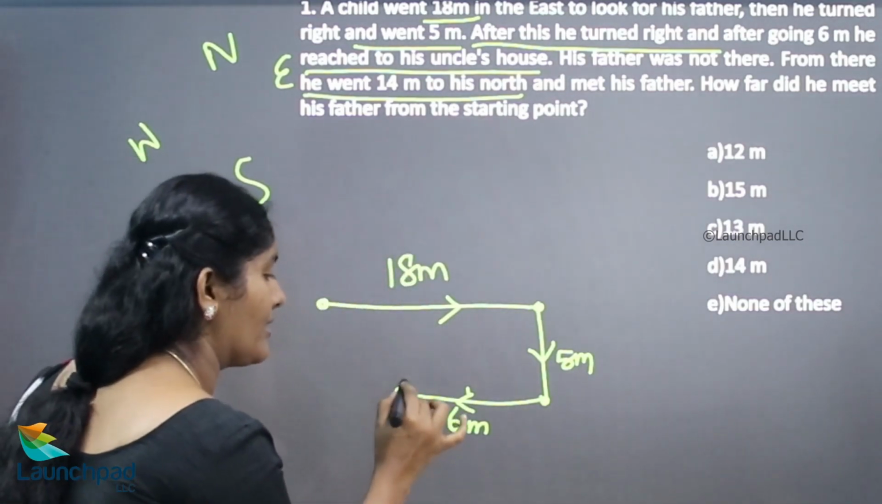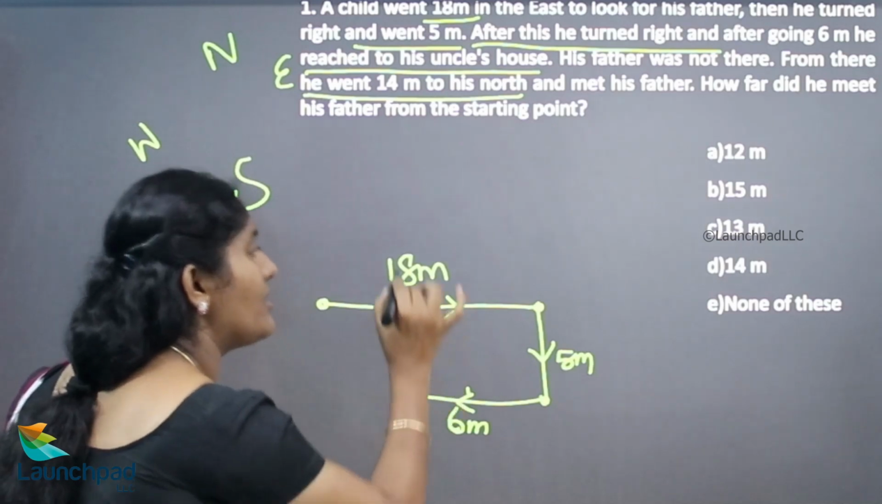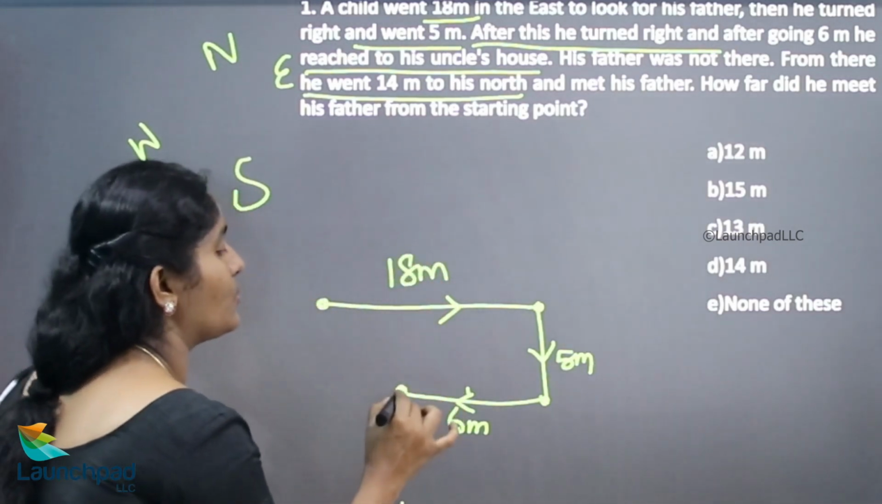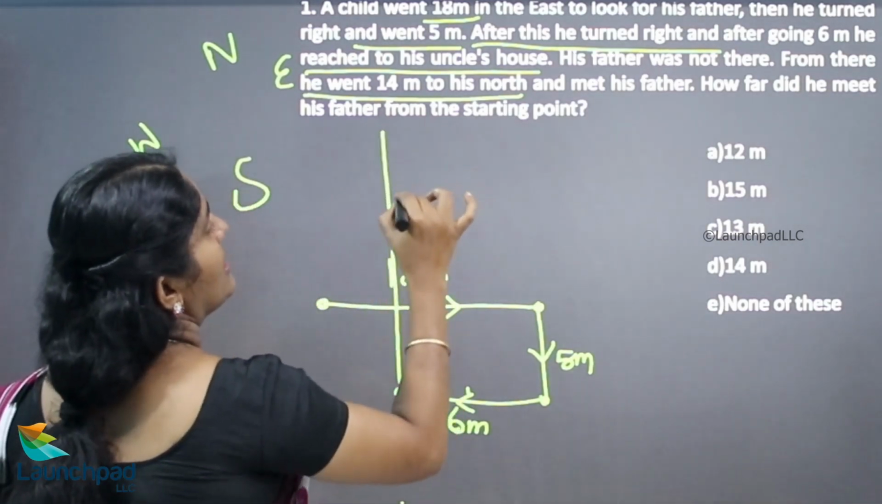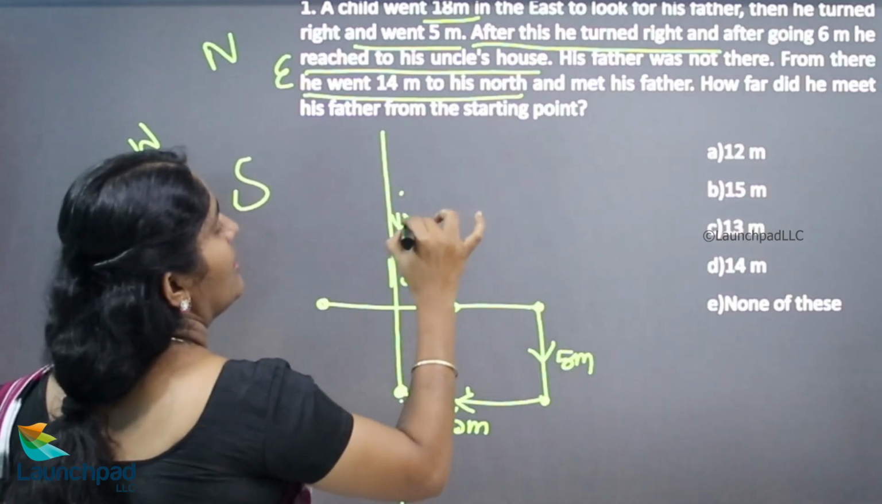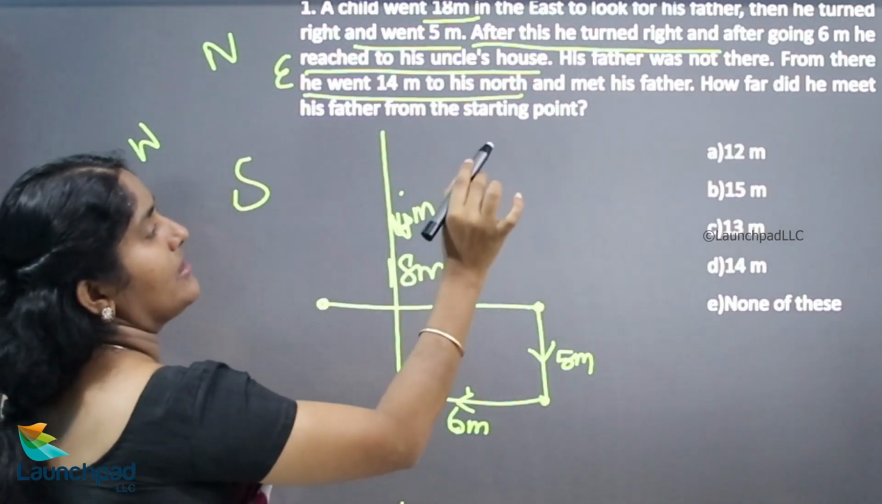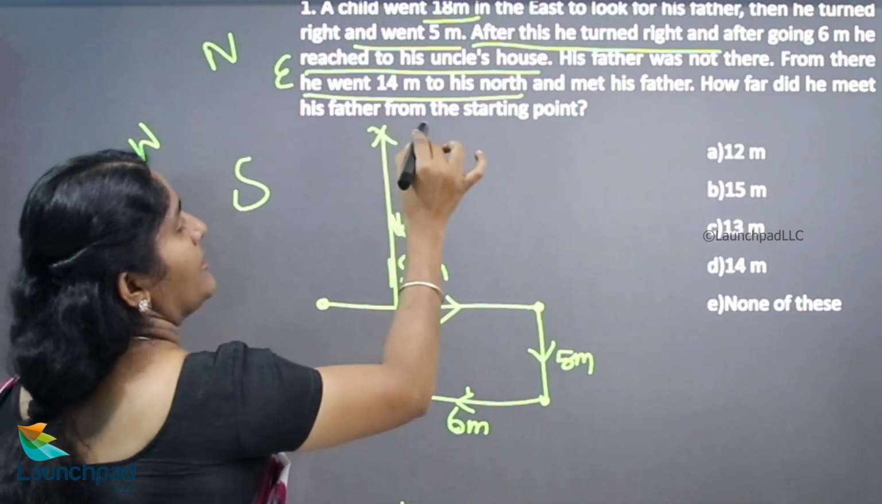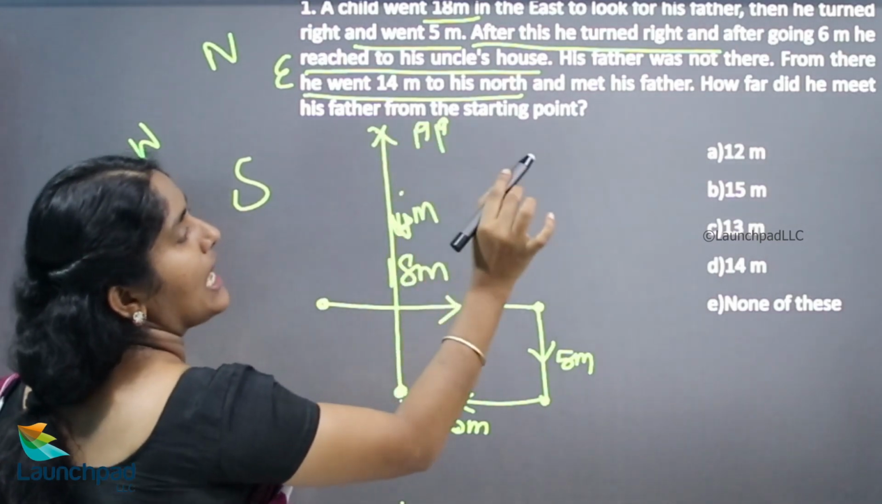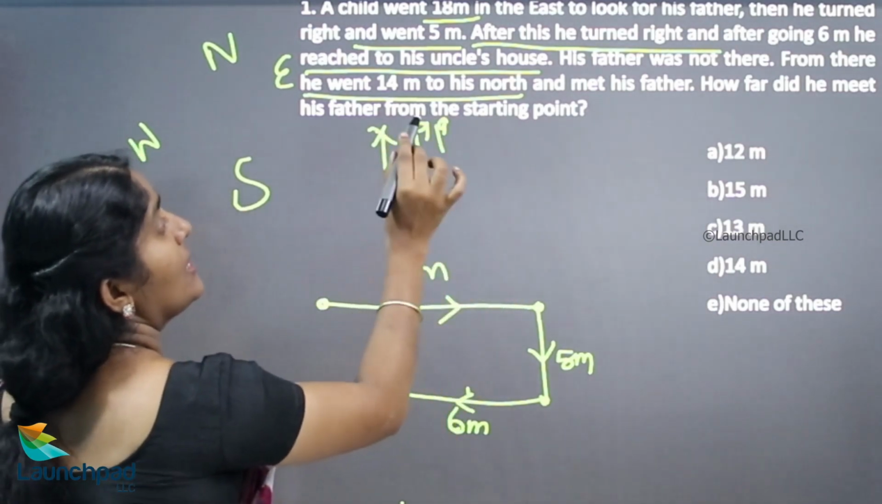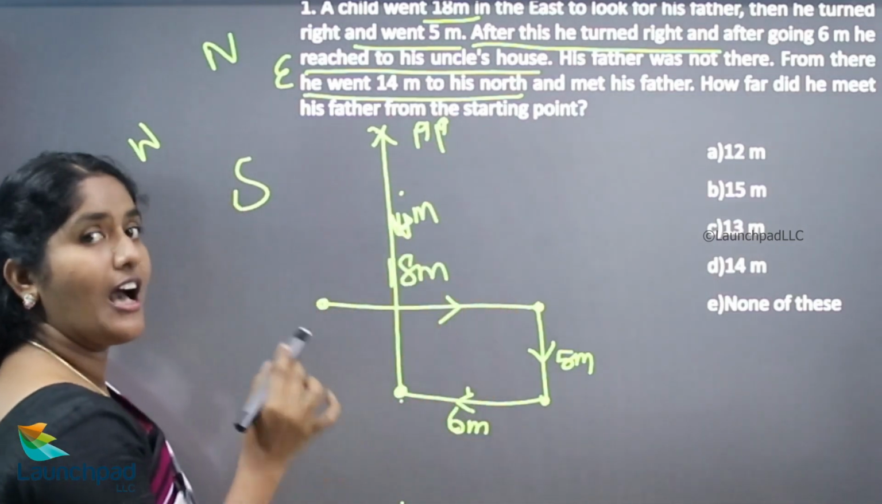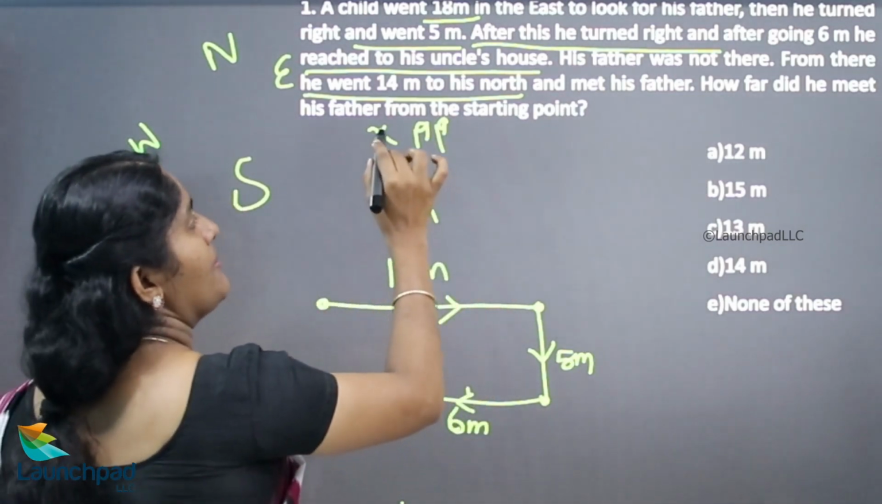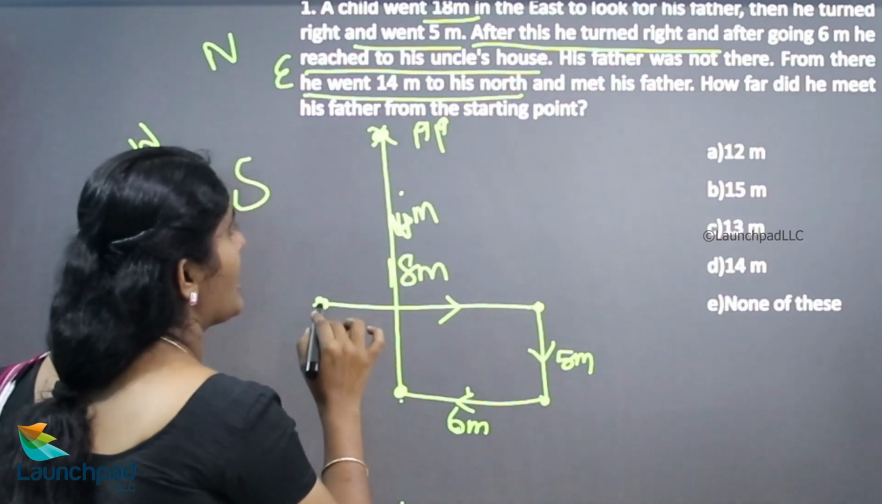Okay, this is the point. According to this point, upward direction is north, downward direction is south. So moving towards north is 14 meters, and he met his father. How far did he meet his father from the starting point? So this is the meeting point and this is your starting point.